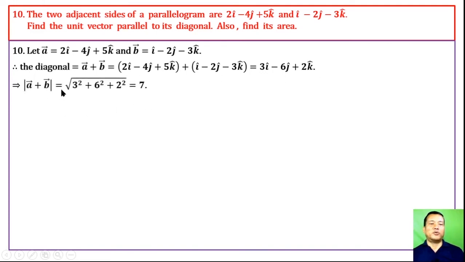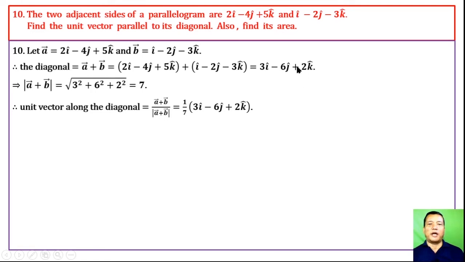Therefore its magnitude is square root of 3 square plus minus 6 square plus 2 square. We get 7. Therefore unit vector along the diagonal is A vector plus B vector by its magnitude, which is equal to 1 by 7 times of this vector.